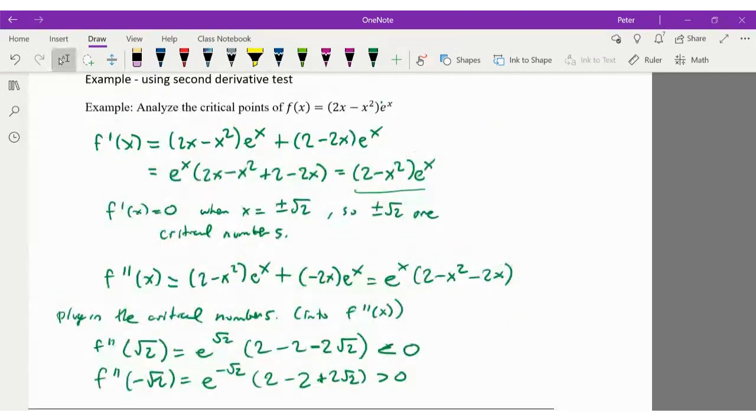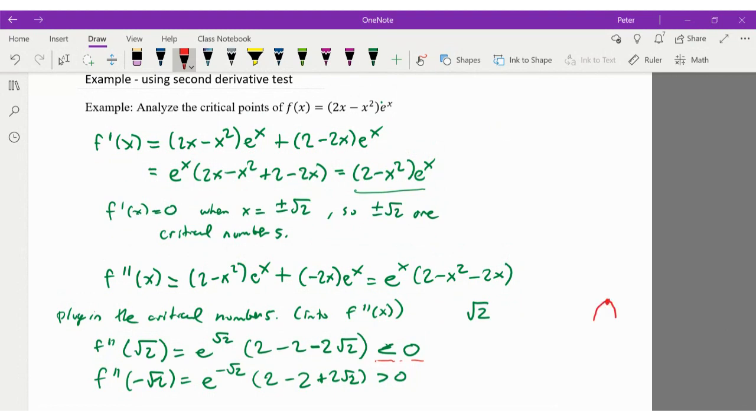So what that tells us is that the second derivative test tells us that root 2 is sitting at the top of what is a concave down function. We know the function is concave down at root 2. How do we know that? Because its second derivative is negative. So what that means is that we have a concave down function and the point is sitting right on top of it.